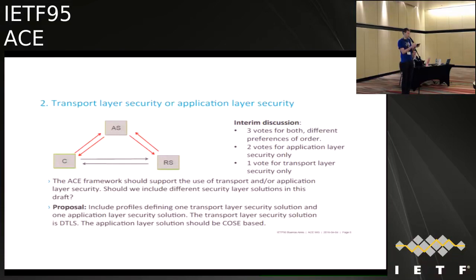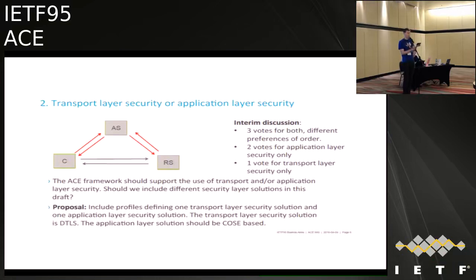So it's not a question whether we should support transport or application, because both should be supported, but the question is which should be included in this draft, as this would be the base specification. And the proposal is that we include profiles defining 1 transport layer security solution and 1 application layer security solution. That's your proposal. That's my, these are all my proposals, yes. So you may disagree. And the transport layer security solution is DTLS, and as application layer security solution, we should select a COSE-based solution. That's number 2.